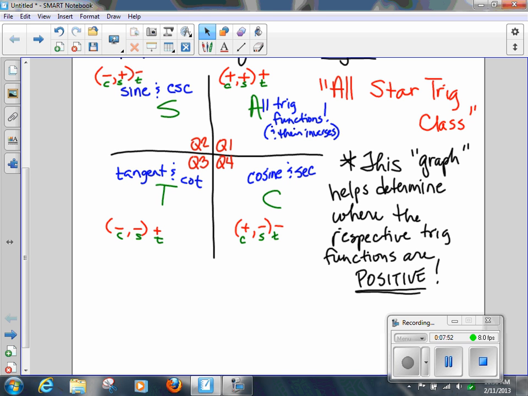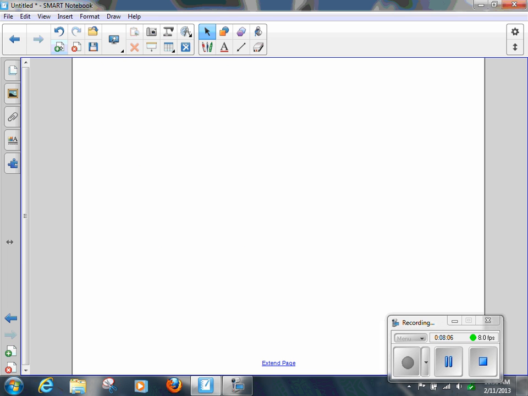So, helpful hint, all-star trig class. All this helps you determine is which function is positive or negative, positive in which respective quadrant, okay? How are we going to use this? You're going to use this a different way, okay? You don't have to give me anything specific, but you are going to have some weird-looking examples, okay?